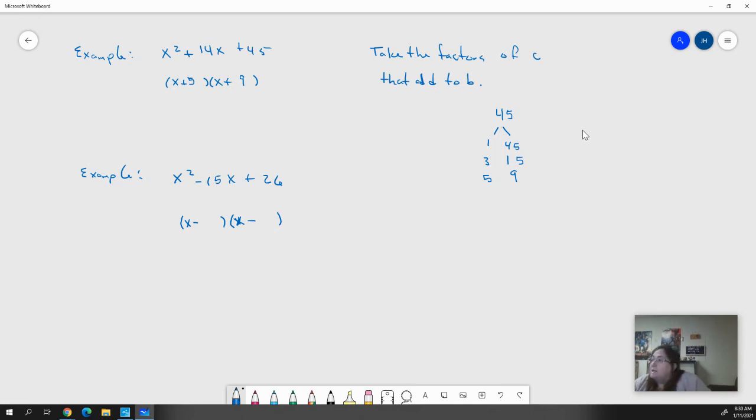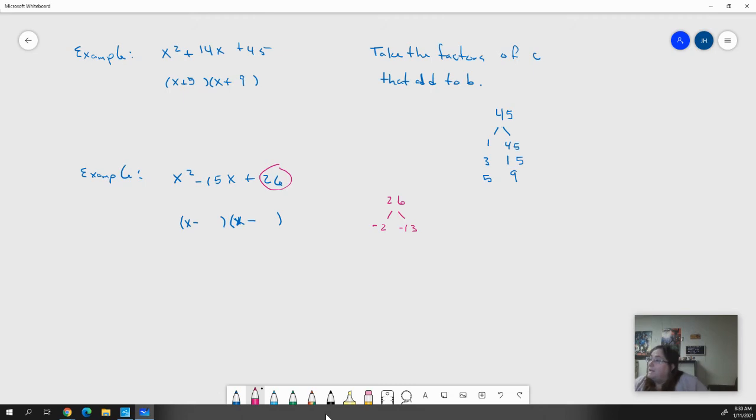So I'm going to follow the same steps, though. I'm going to take my factors of my c term. I'm going to take 26 right here. And I'm going to find out what are all my factors of 26 that are going to add up to negative 15. So we know all of our factors are negative. So I have negative 2 times negative 13. 3 doesn't go. 4 doesn't go. 5 doesn't go. 6 doesn't go. I believe these are my only 2.